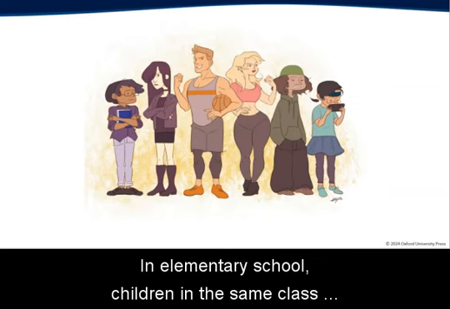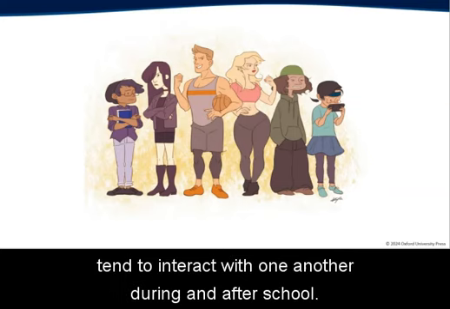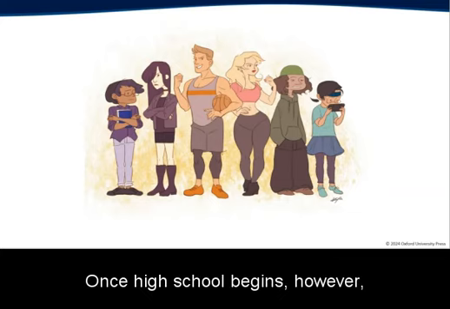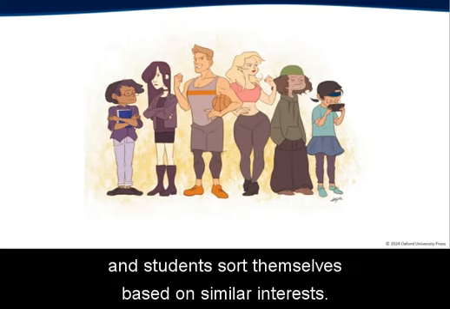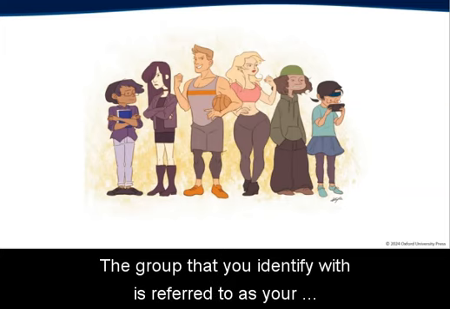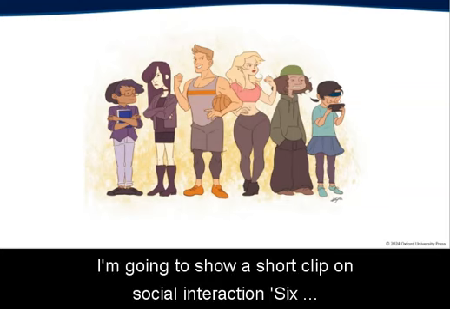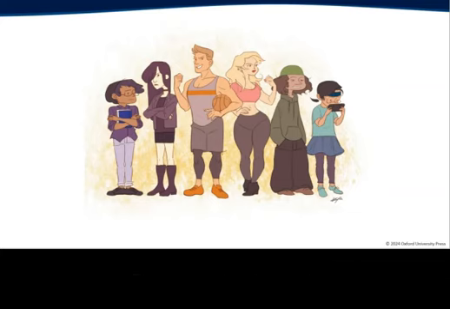In elementary school, children in the same class tend to interact with one another during and after school. Once high school begins, however, specific groups tend to form, and students sort themselves based on similar interests. The group that you identify with is referred to as your in-group, while other groups are your out-groups. I'm going to show a short clip on social interaction, six degrees of separation.